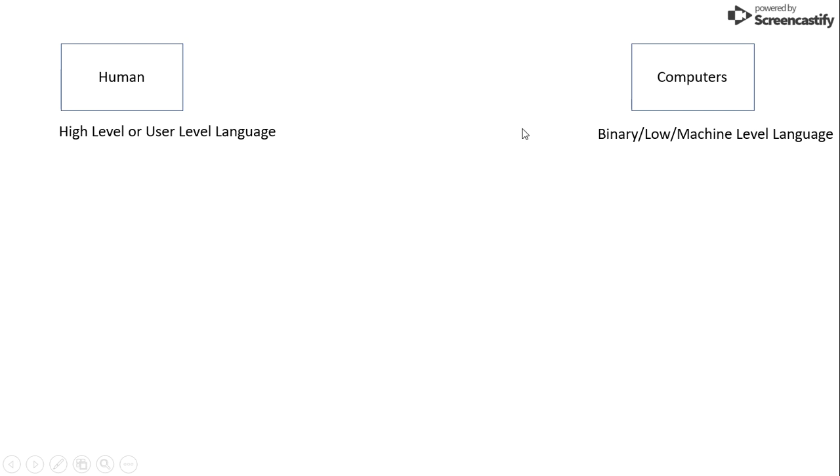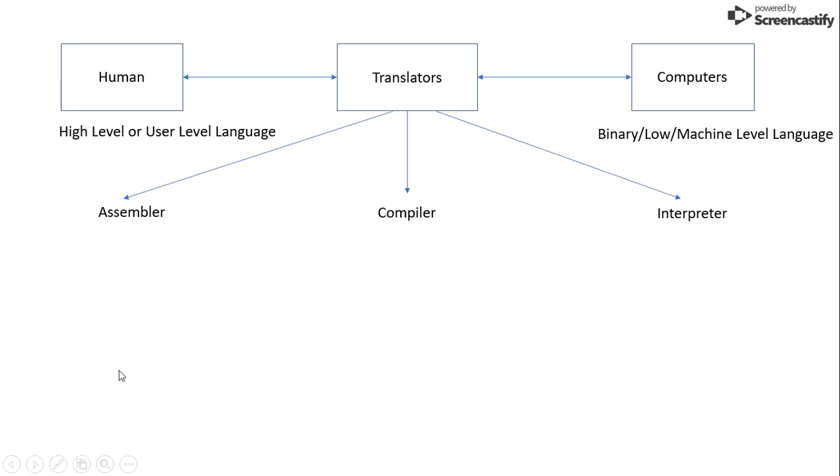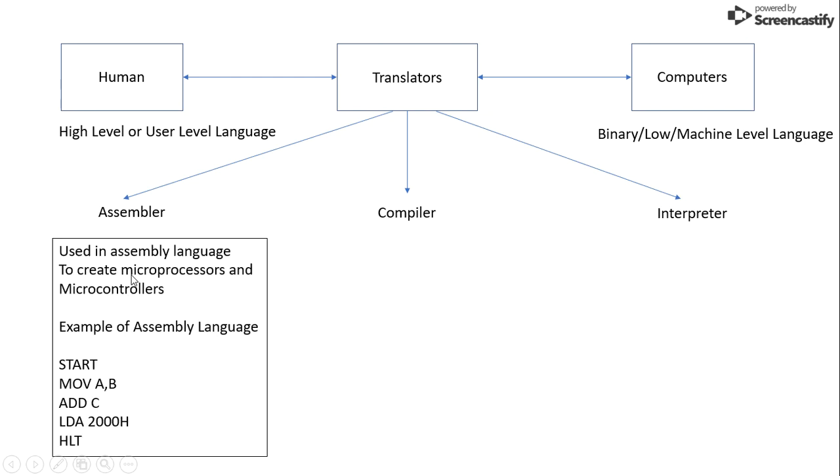Similar to that, in computers, translators were introduced. The main task of a translator is to convert human language into machine language and vice versa. Generally, three types of translators are used: assembler, compiler, and interpreter. The first attempt to remove binary language and use some other language was assembly language, which is converted to binary language using an assembler. Assembly language is used to create microprocessors and microcontrollers.